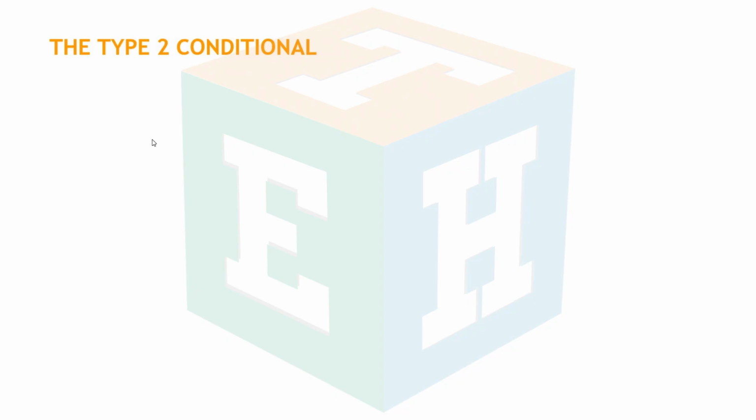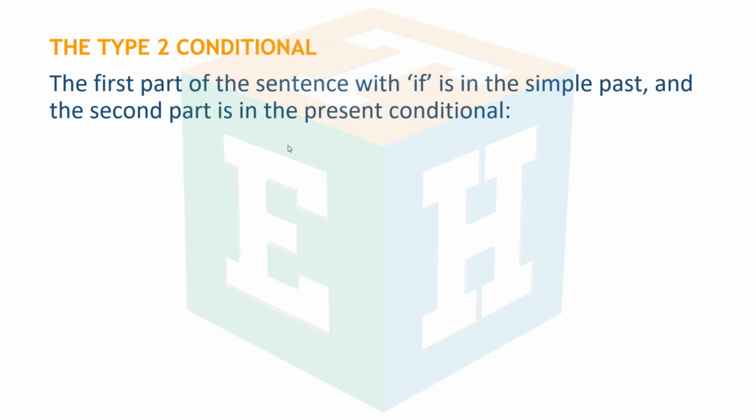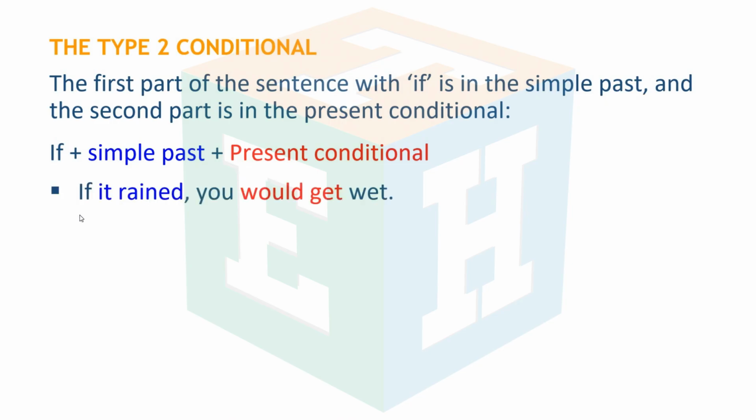The type 2 conditional. The first part of the sentence with if is in the simple past and the second part is in the present conditional. If plus simple past plus present conditional. If it rained, you would get wet.